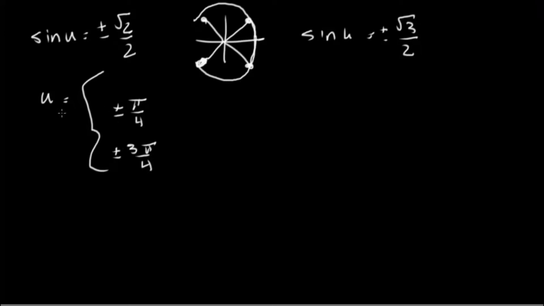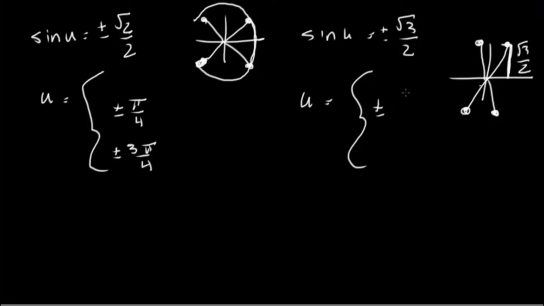All right, so cool. Over here, I'm going to have a similar situation. When is sine u plus or minus root 3/2? That's going to be up here at pi/3, 2 pi/3, 4 pi/3, and 5 pi/3. But we got the y coordinate is root 3/2. But let's go ahead and write that in a clever way as well. Plus or minus pi over 3 and plus or minus 2 pi over 3. Cool. Pi over 3, 2 pi over 3, negative pi over 3, negative 2 pi over 3. A little sloppy there. Sorry about that.